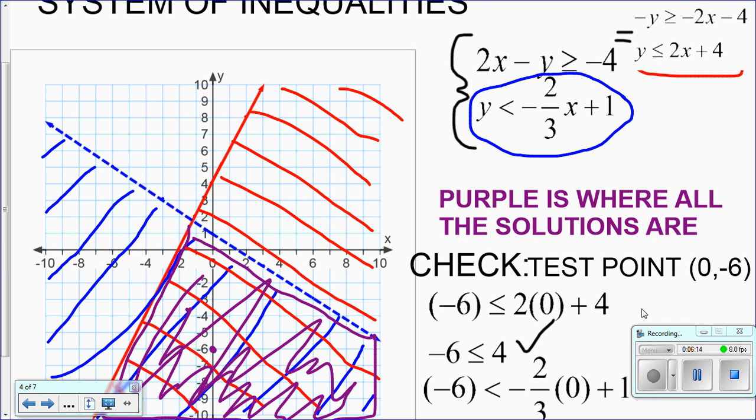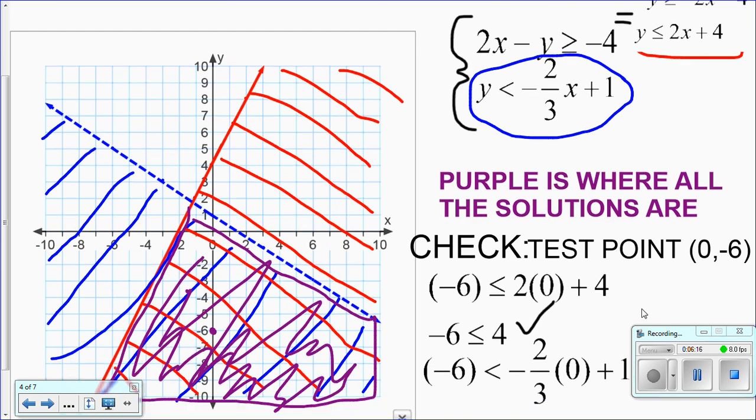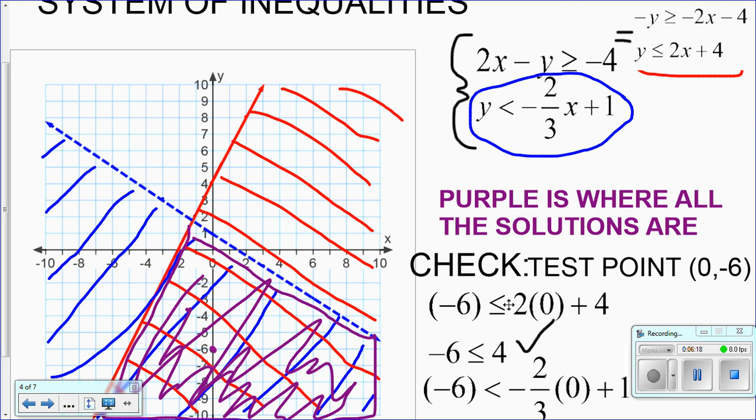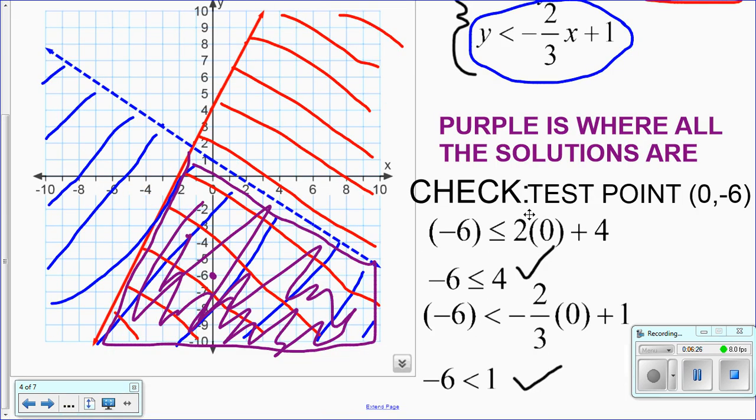And actually, I made a tad little mistake. Instead of plugging this into the original problem, I plugged it into my y-intercept form. I shouldn't have done that. Okay, but it'll work. I promise it works out. But always plug it into the original problems. Okay? For this one, when I go ahead and solve this, I get -6 is supposed to be less than 1, which is true. So I know I shaded the right part.